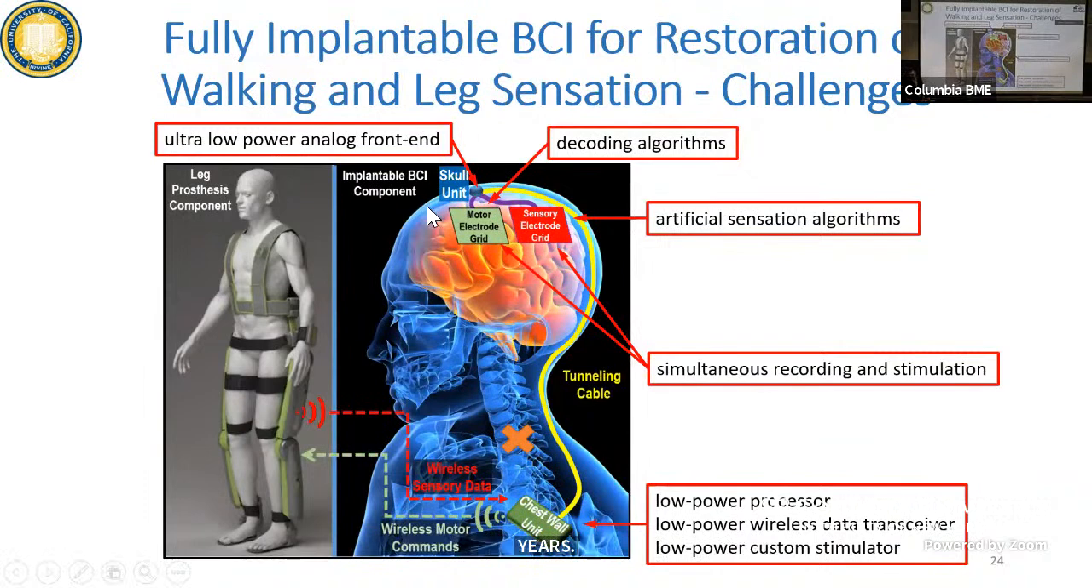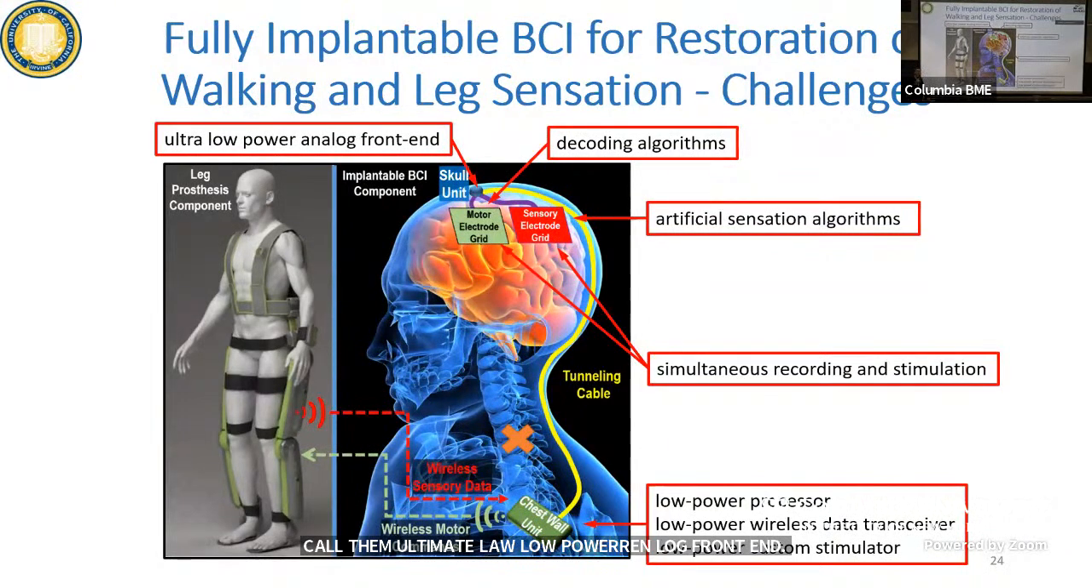First of all, a device that will amplify these signals at the spot doesn't exist. So we call this component the skull unit: a bunch of low power amplifiers, an ultra low power analog front end. Then decoding algorithms: we have something working for EEG, but ECoG has much higher spatiotemporal resolution.